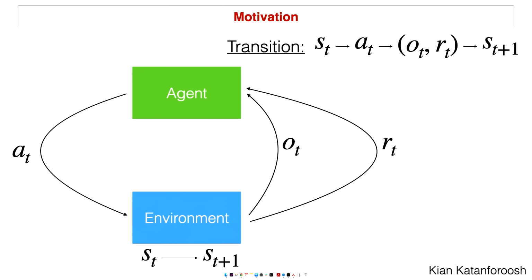Okay, and then the last piece of vocabulary is a transition. When I refer to a transition, I refer to the process of getting from state t to state t plus 1, which means we're in state t, the agent takes an action AT, it observes OT and a reward RT, and it transitions to the next state ST plus 1.